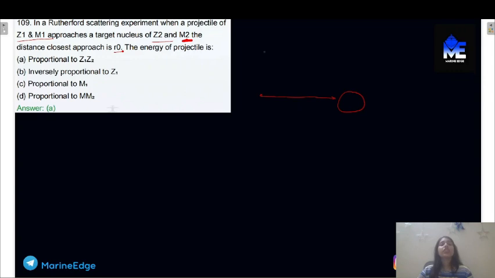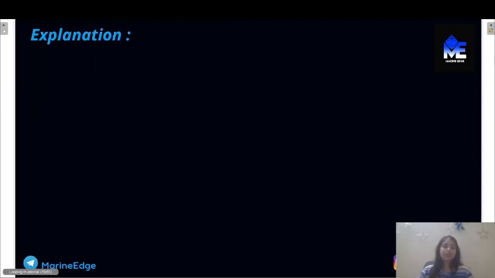So, the energy of the projectile, how is it dependent? This energy is proportional to 1 by 4 pi epsilon naught, Z1 Z2 upon R, obviously, right? Because this is also a charge, this is also a charge. So it is proportional to Z1 and Z2. That is your charge. Okay.